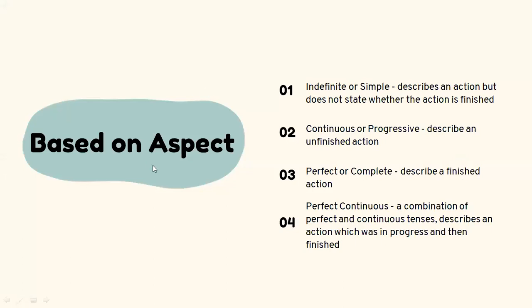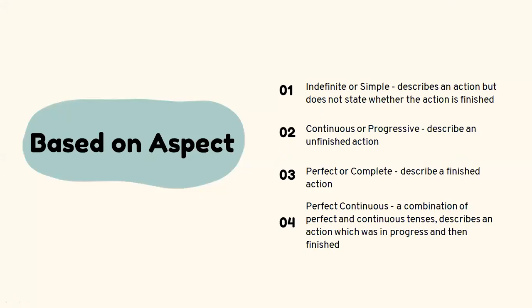Okay, based on aspects, now there are other types of tenses. One we looked at is indefinite or simple present tense, which means it describes an action but does not state whether the action is finished. So in the simple tense form, we don't say that this action is now finished, we just say this action is taking place. That's all. So no end is mentioned in that tense form.